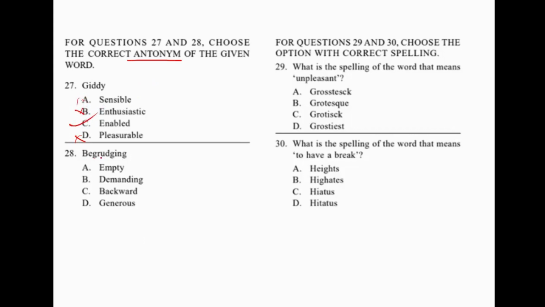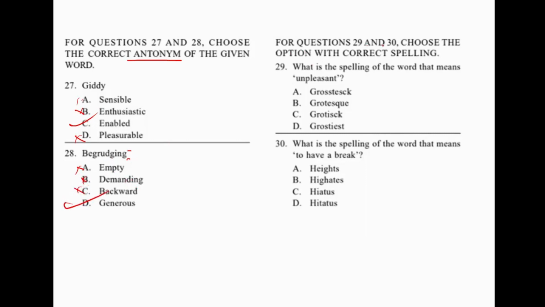Now, begrudging. What do you mean by begrudging? It means getting angry, feeling angry at others, like being aggressive. Okay. So opposite of that can be empty, it can be demanding, it can be backward. It is generous. Okay. So the correct answer is option D here.